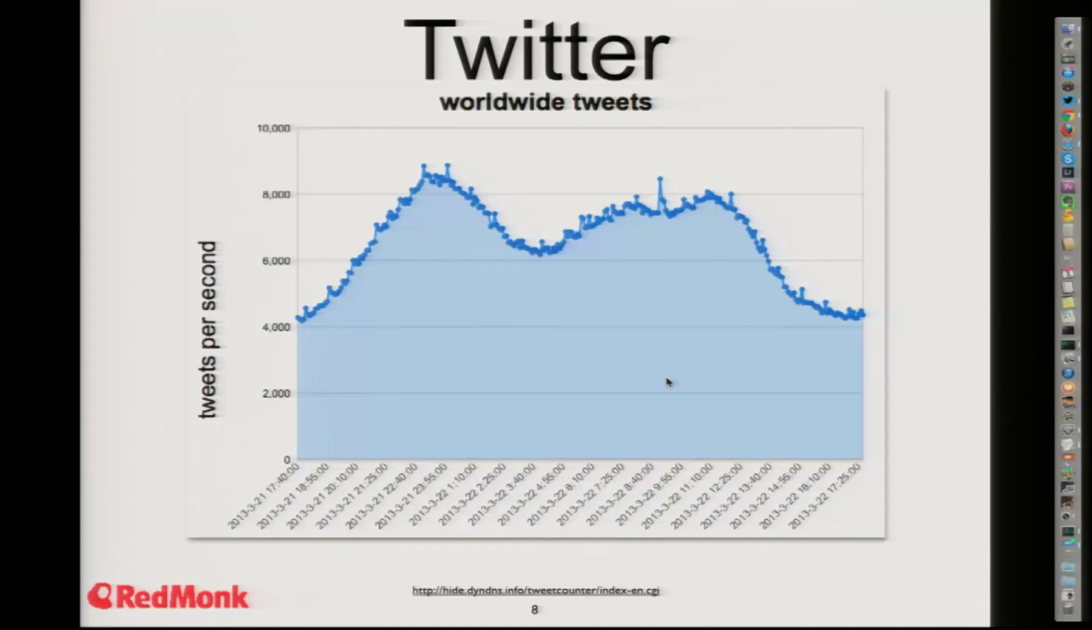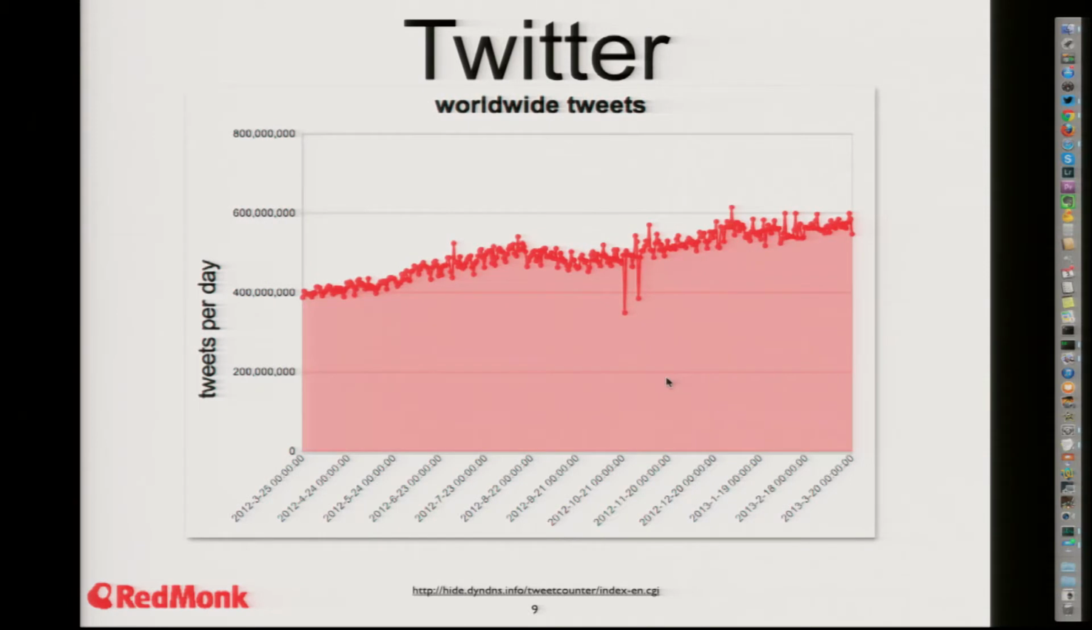It's just insane. Twitter, this is a typical diurnal graph of Twitter tweets per second. So you're starting at kind of midnight on the left, you're going across through the morning, it peaks at a little over 8,000, dips again mid-afternoon, picks up, and then drops off at nighttime. That's daily. The average number of tweets, they say, is around 6,000 tweets per second. And this is tweets per day over a 365-day period. You can see 400,000 going up to around 600,000 tweets per day now.